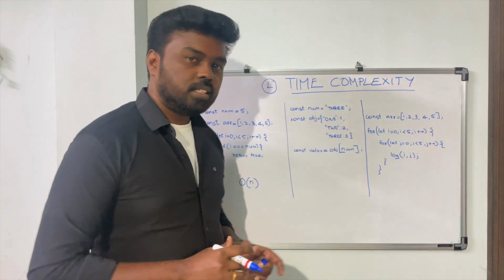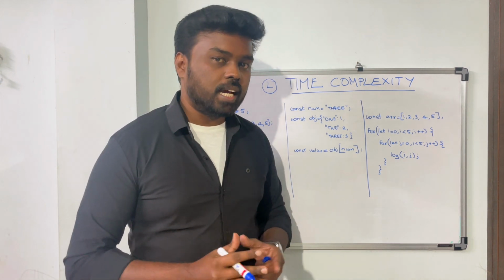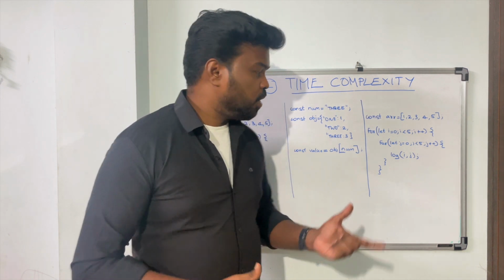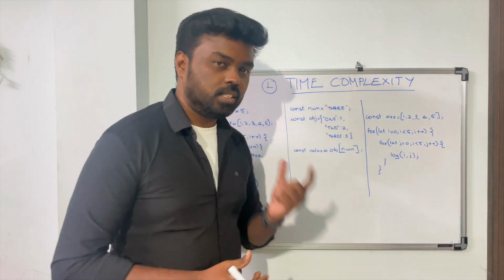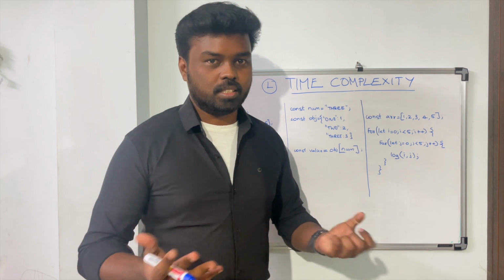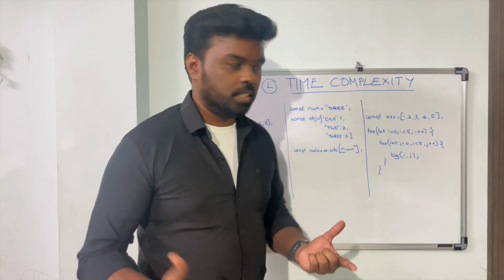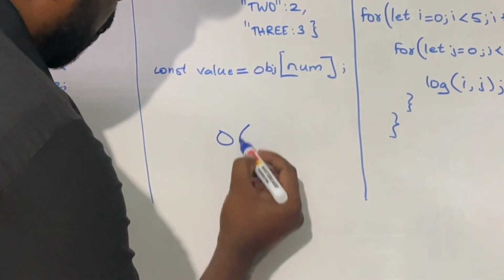So in this case, it doesn't matter whether your list has 10 items, 100 items, or 1 million items. It doesn't matter. You will always need only one step to grab the item from the list. So in this case, the time complexity is always going to be constant, right? So the time complexity is going to be O of 1.